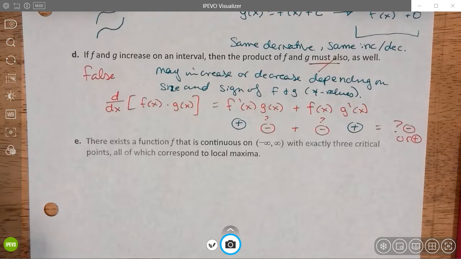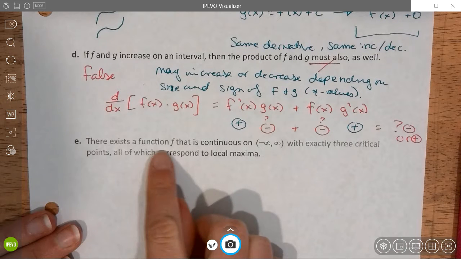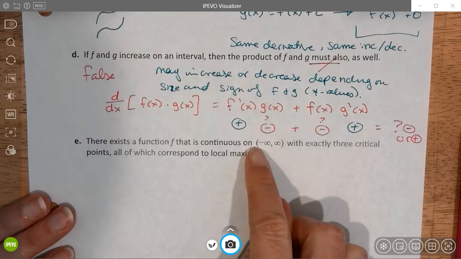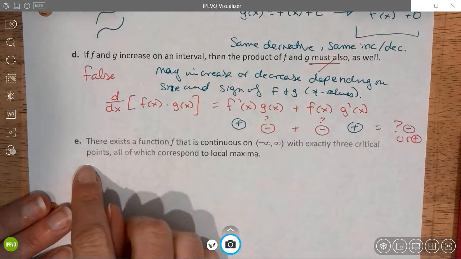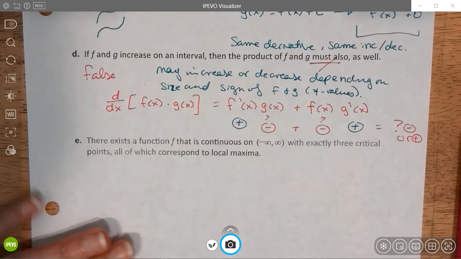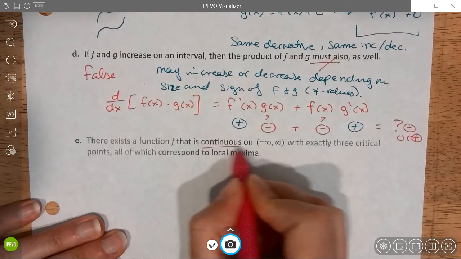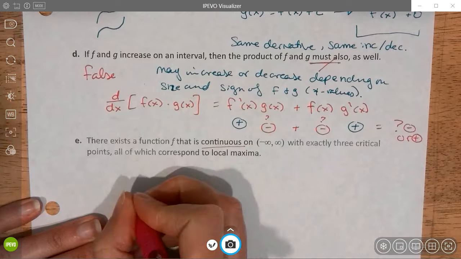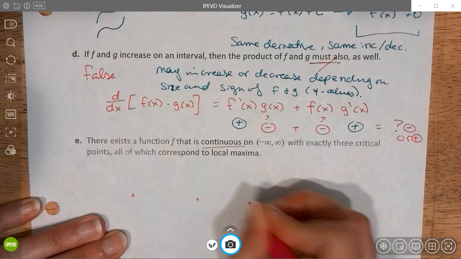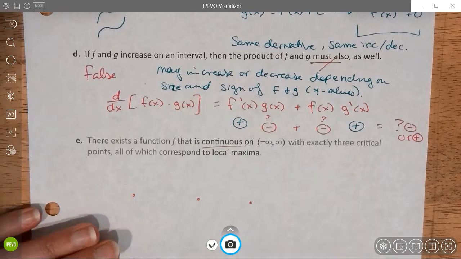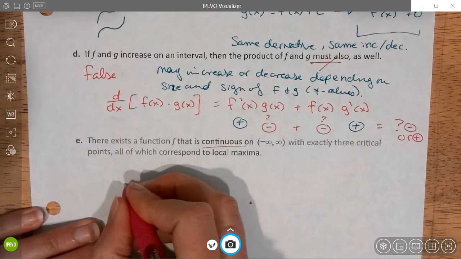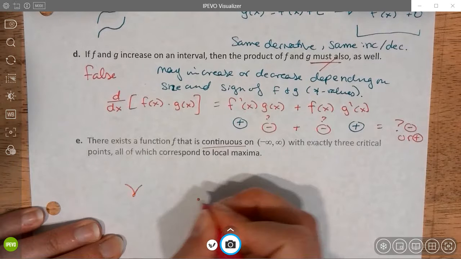Last, there exists a function f continuous on negative infinity to infinity with exactly 3 critical points, all of which correspond to minima. So it's continuous, so no breaks. If there are 3 points, all of which correspond to minima, it doesn't say that they have to be sharp or smooth, but they all have to be minima. So we'll make some minima here.